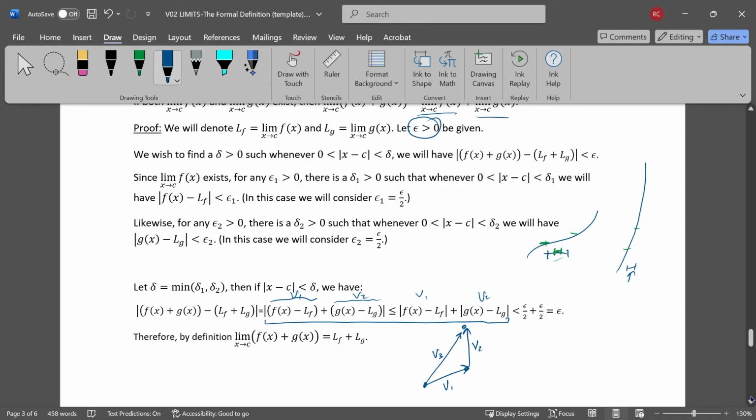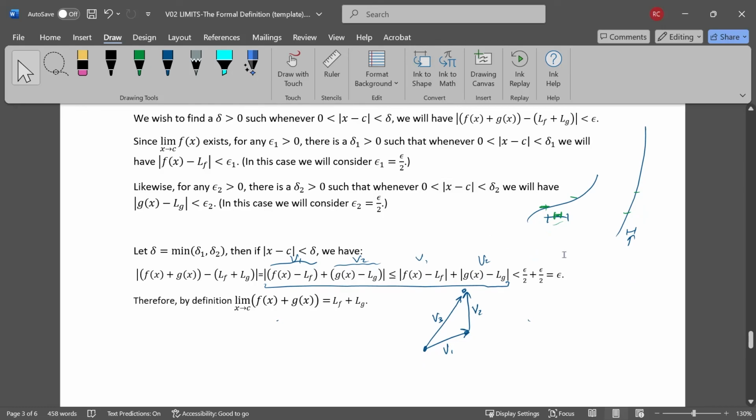Okay, and since each of those things is less than epsilon over 2, the sum, which sums up to be epsilon, shows that for a given epsilon, we can find a delta that makes that inequality true. And so the limit is the limit of f plus the limit of g. Okay, that's a little tricky. Try to think about that one a little bit. Hopefully it'll make some sense.